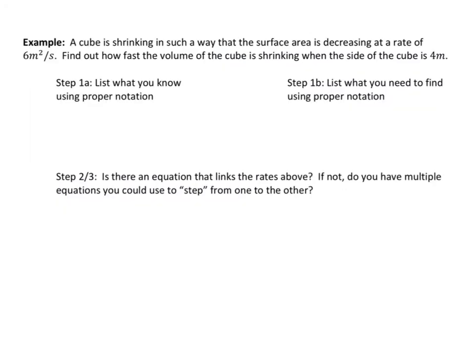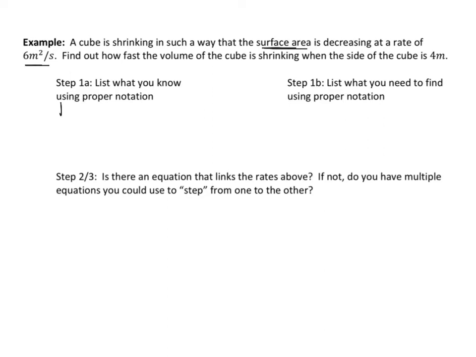So in this first example, it says a cube is shrinking in such a way that the surface area is decreasing at a rate of 6 square meters per second. Find out how fast the volume of the cube is shrinking when the side of the cube is 4 meters. So the first step here is for us to write what we know using proper notation. As we go through this and identify these numbers, it says that the surface area is decreasing at this rate, okay?